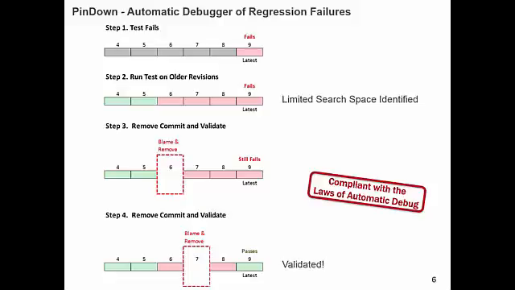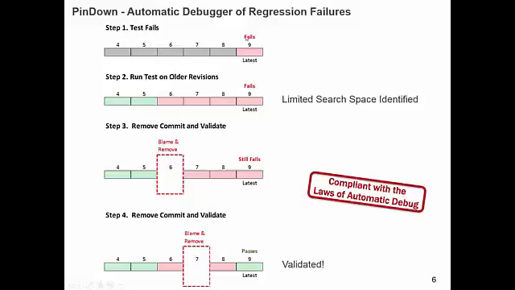So something has happened. Some combination of commits has caused it to fail. So it's a limited search space. And Pinpoint modifies the code and tries to make it run again. So that also fulfills the second law of automatic debugging, which is to validate its debug analysis. But let's go through it step by step.